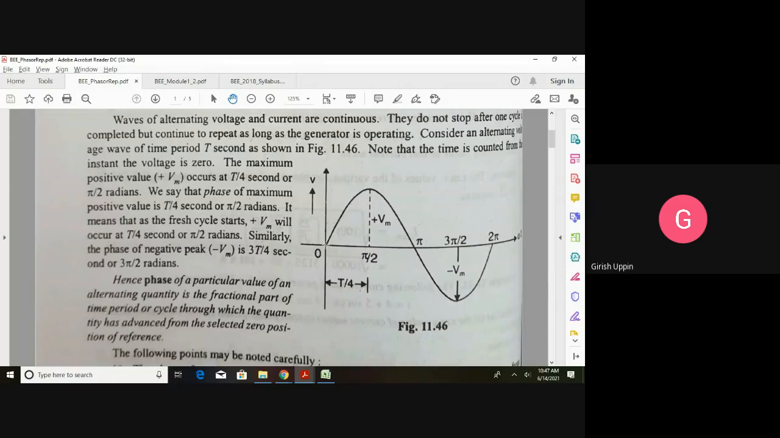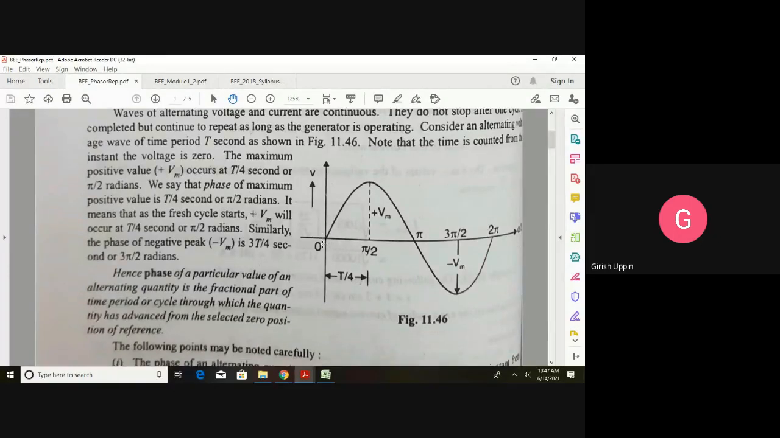In this particular case, the alternating quantity is starting from the reference only, so the phase is 0 here. When we are representing an alternating quantity, we should know the phase as well.